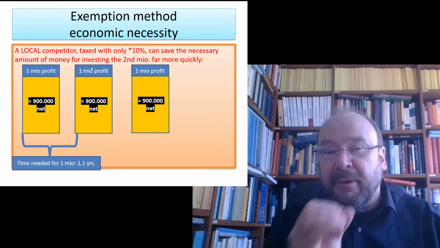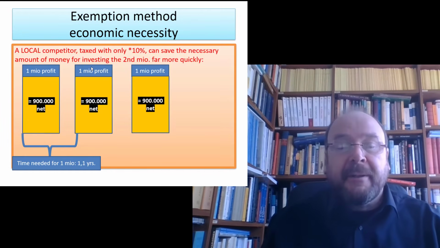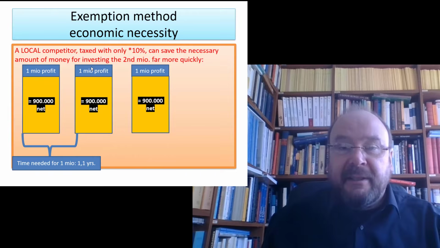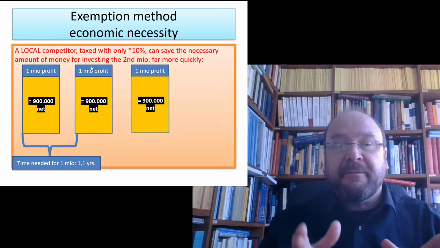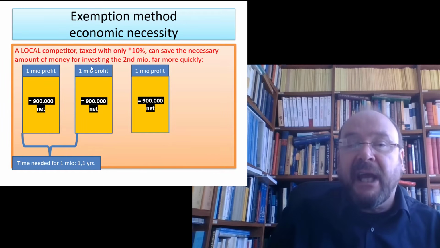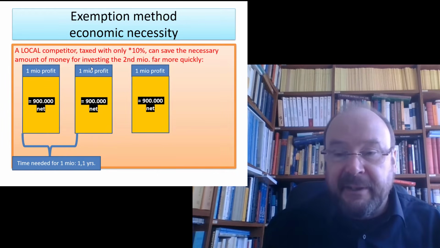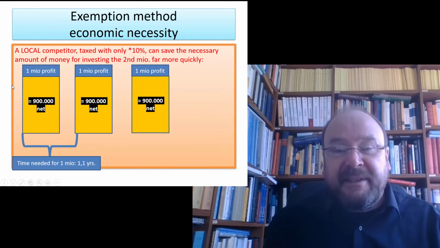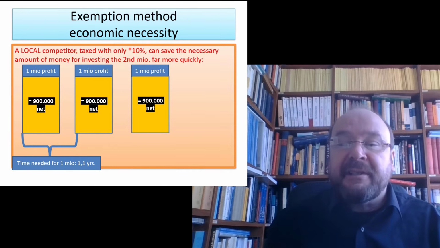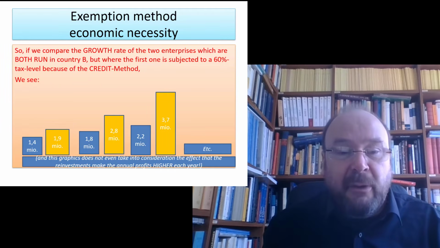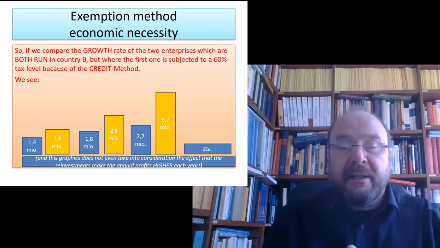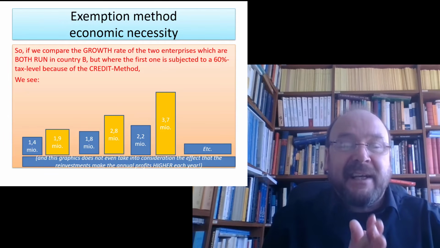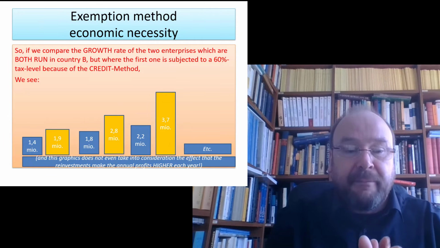So after 1 year and approximately 1 or 2 months, he or she has already saved up the second million, whereas you needed 2.5 years because you lived in country A, where you had that higher tax rate. So what is the economic effect of that if you look at it over time? If you now compare the growth of the two enterprises, both set up in country B, the blue investor is the one from country A with the 60% tax burden due to the credit method.